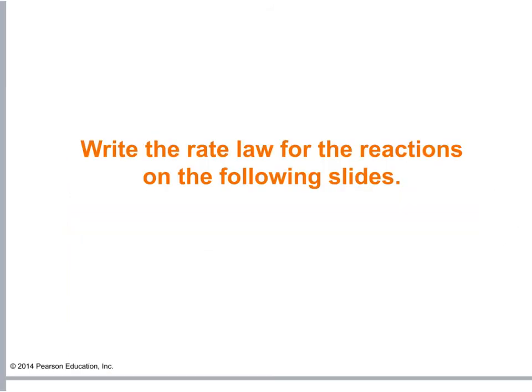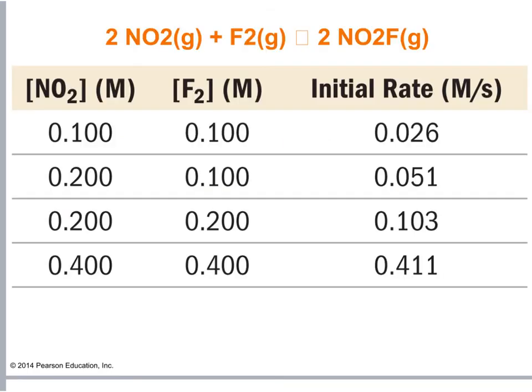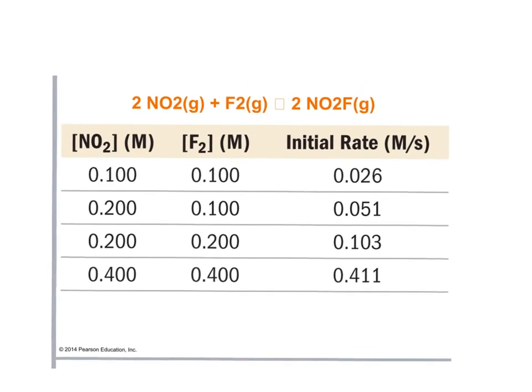So let's see what we can do with a few of these. Let's look at the rate order of this. We're taking NO2, and we want to look at what happens when we double the concentration of NO2. Again, this is remaining constant. It goes from 0.26 to 0.051, so it is times 2, which equals an order of 1, because every time you double this, you double that.